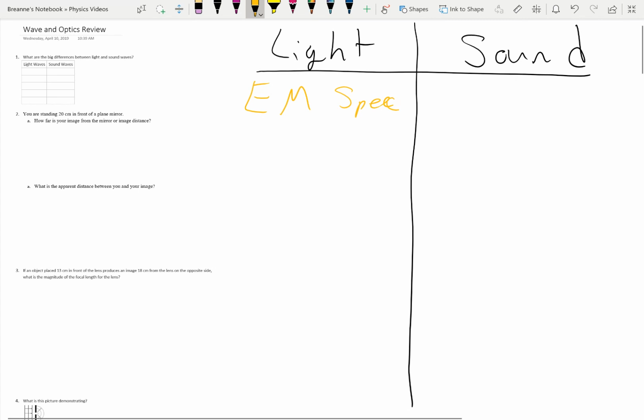Because it's that, light does not need particles to move, because it's part of the electromagnetic spectrum or electromagnetic radiation. It does not need particles to move. In fact, particles slow it down. Light wave moves the fastest through a vacuum, and it moves the slowest through solids. So fastest through vacuum, slowest through solids. And of course, anything in between, respectively.